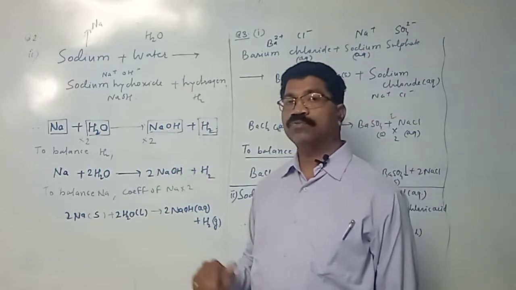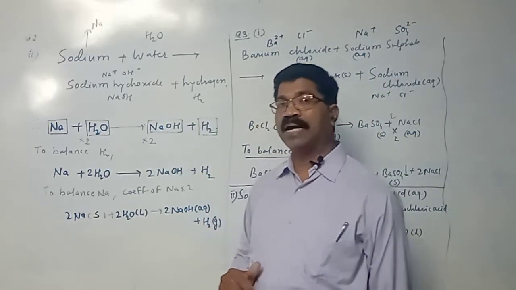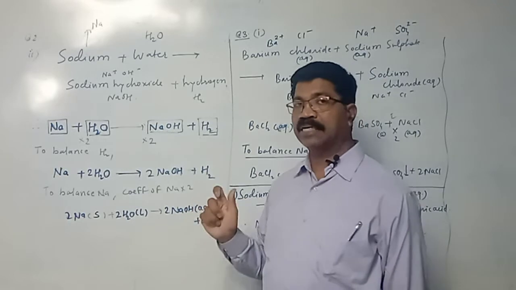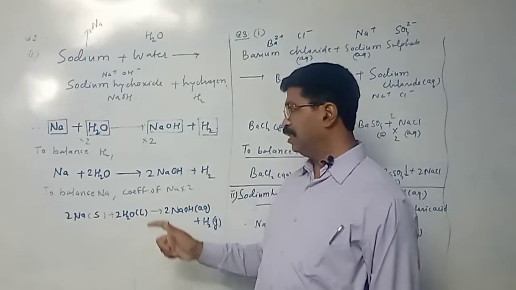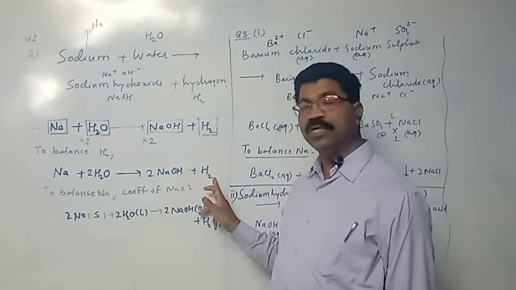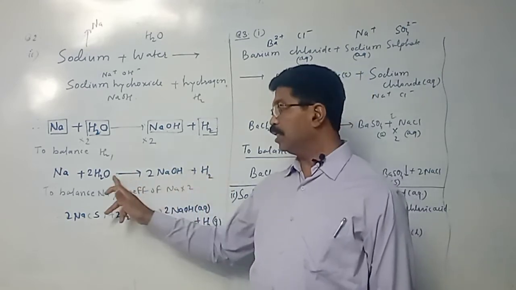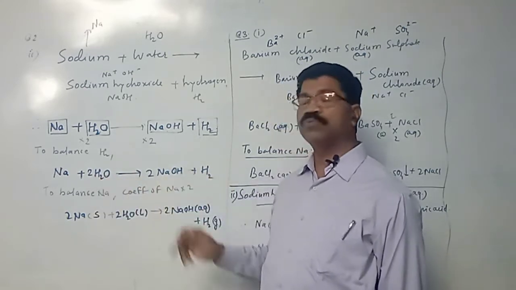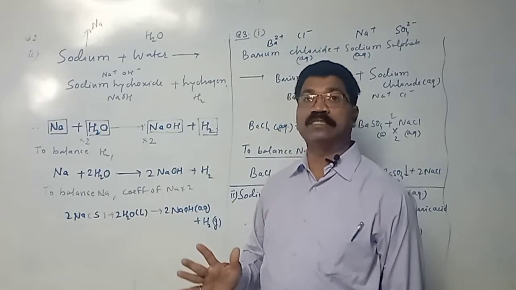Now find out which atoms of the reactants and products are not balanced. See, hydrogen is 2 into 2, 4. Here it is 2 hydrogen plus 2, 4. Hydrogen is balanced. What about oxygen? Oxygen is 2, here it is 2, 2 plus 2, 4. Oxygen is also balanced.